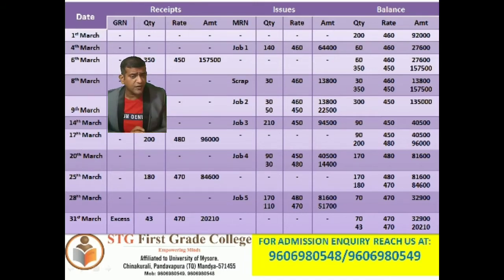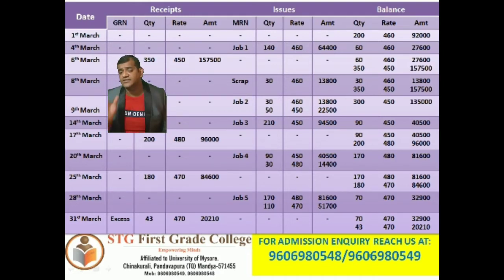Now further we are moving on to the 14th March. So GRN nil, because it is an issue again. So GRN nil, quantity nil, rate nil, amount also nil. So under issues, MRN column, we are issuing it to job 3. How many tons we are issuing? 210 tons we are issuing at the rate of 450 rupees. So 210 into 450, that comes to 94,500 rupees. So out of 300, I have issued 210 tons.